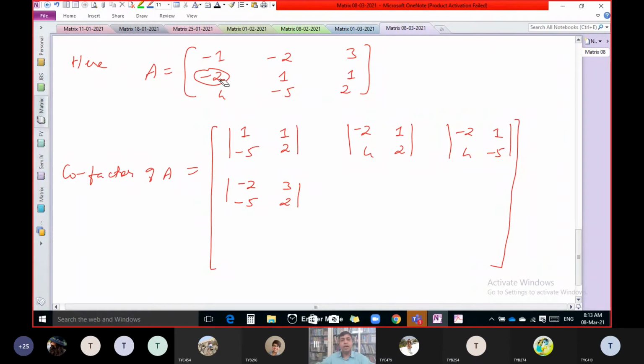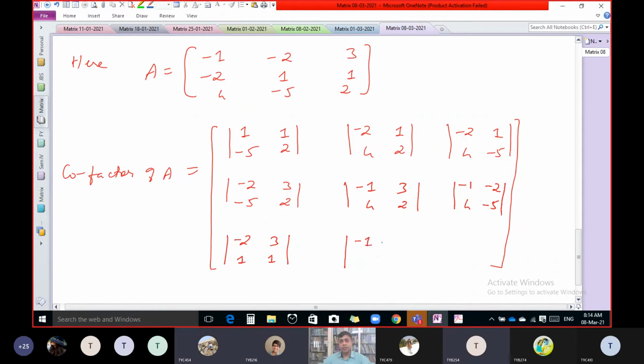Correct. Now the minor of 1, this. Minus 1, 3, 4, 2. Correct. Minor of this 1. Minus 1, minus 2, 4, minus 5. Correct. Now third row, first element, that means the minor of 4. Minus 2, 3, 1, 1. Correct. Then the minor of minus 5.